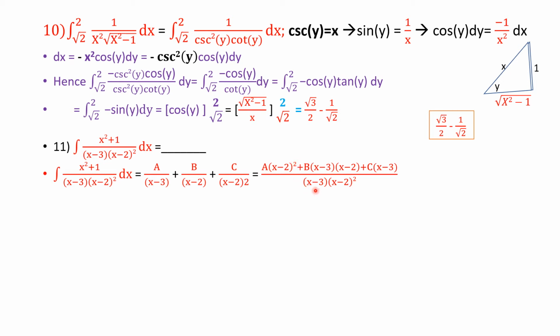And we use the same thing: this denominator, we divide it by x minus 2, we will get x minus 3 multiplied by x minus 2, and we multiply that by b. So b multiplied by x minus 3 multiplied by x minus 2. And then finally, when we divide by this denominator, we will get x minus 3. So we'll multiply c by x minus 3.